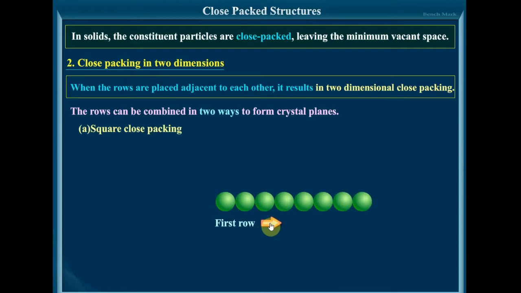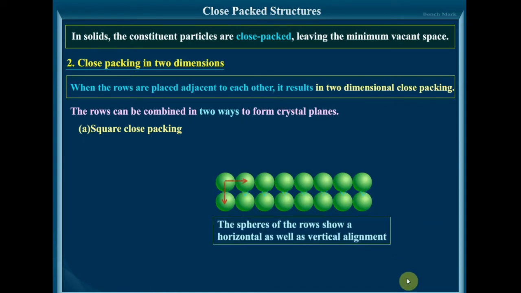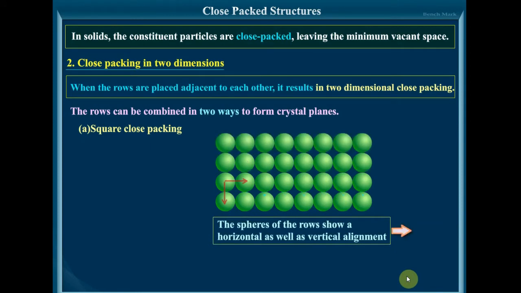The first row is the one dimension which was arranged earlier. The second row is placed in contact with the first row, that is, one above the other. It is placed like this, which is not efficient. From the arrangement itself, it's clear it is not an efficient type of packing. The spheres of the second row are exactly above the first row. The spheres of the rows show a horizontal as well as a vertical alignment. The arrangement looks good, but it is not an efficient type of packing.